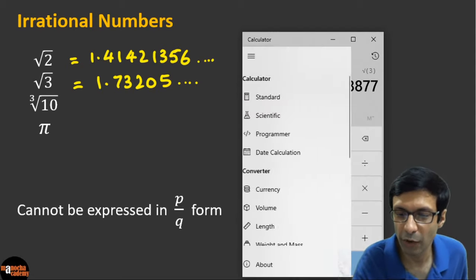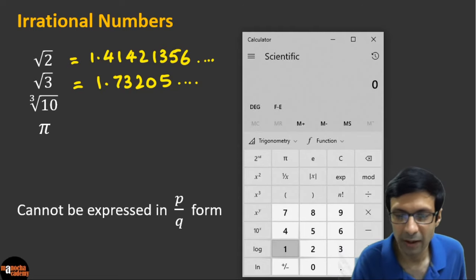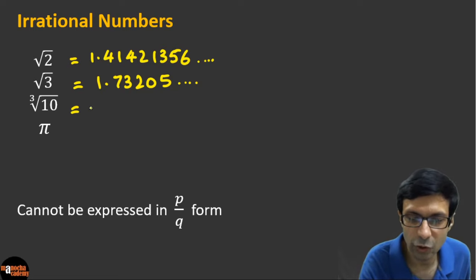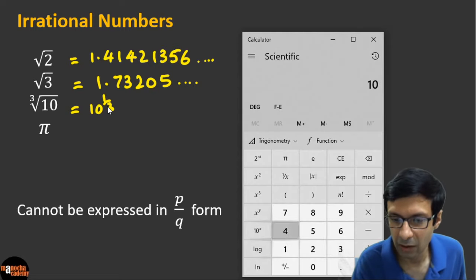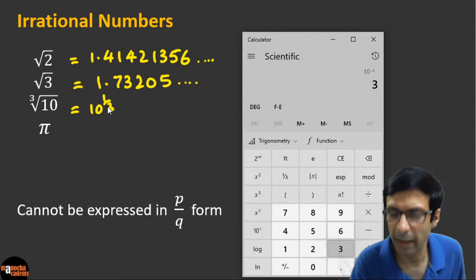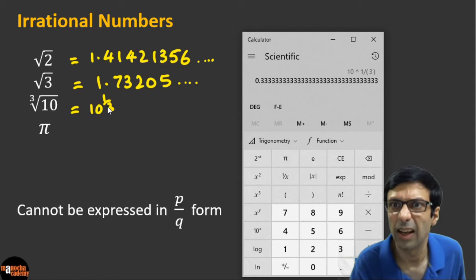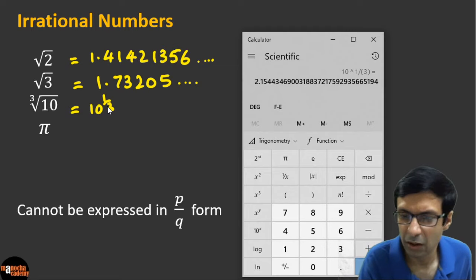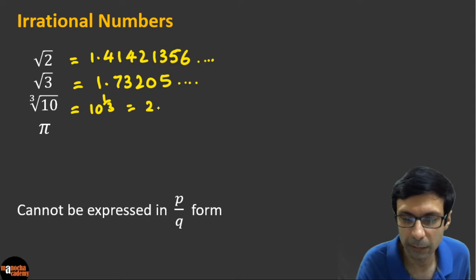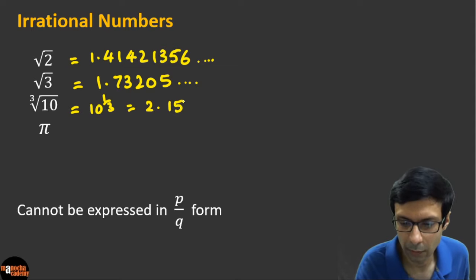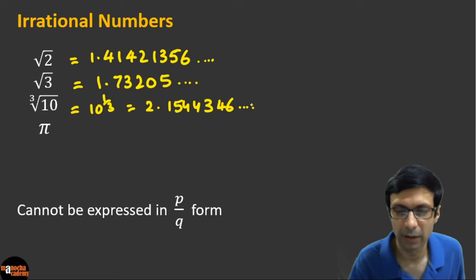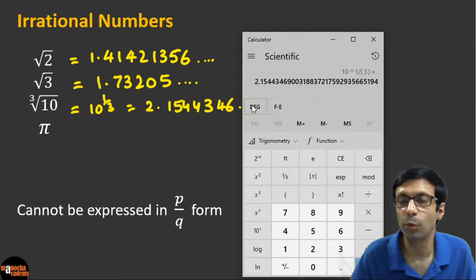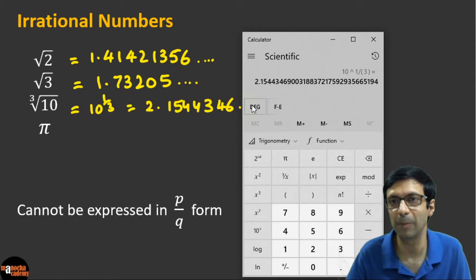So guys, do you know how to find cube root of 10? Cube root of 10 is 10 to the power 1 by 3, right? So in a calculator, you're going to do 10 to the power 1 by 3, and that's going to be the cube root of 10. So it's 2.15443, 3, 4, 6, right? And it goes on. Okay, so can you see that? The cube root of 10, again, there is no repeating pattern here.